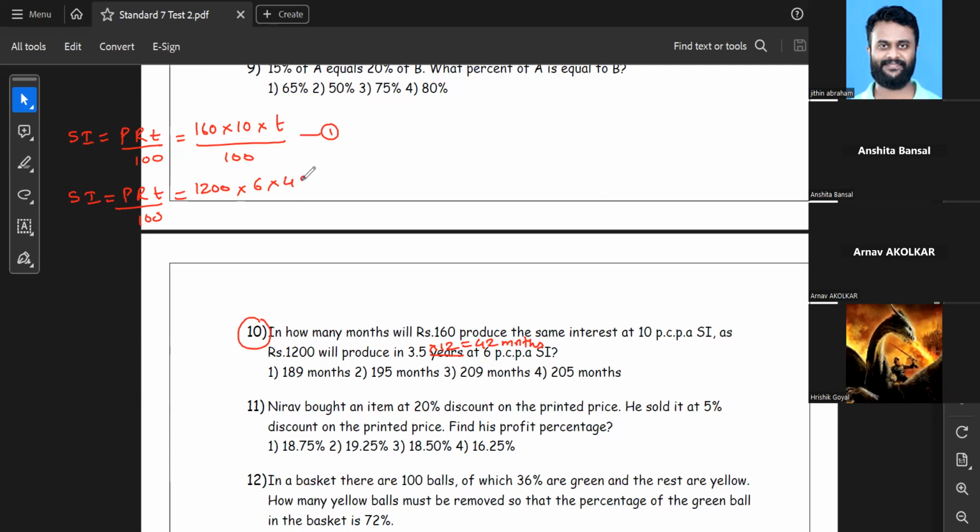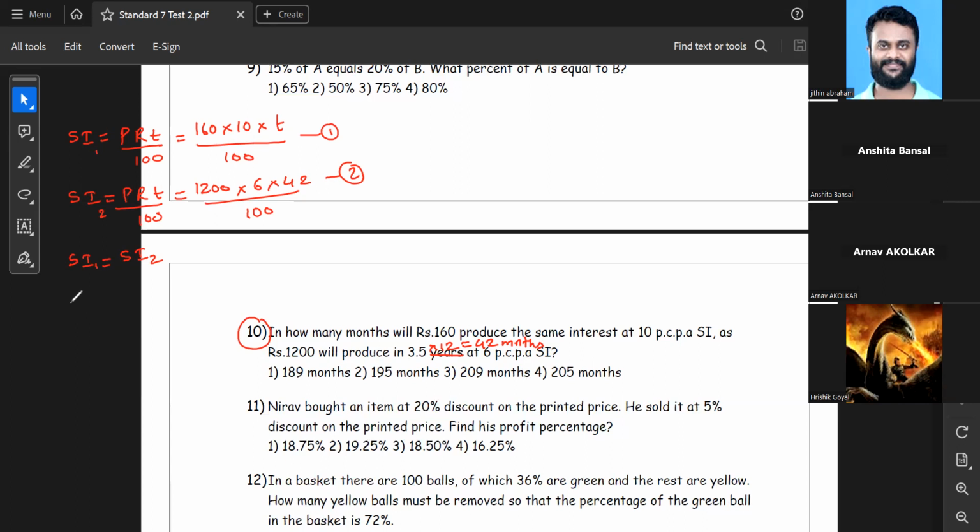In this case, I'll directly write it as 42 divided by 100. Let me consider this as equation 2. This is simple interest 1, simple interest 2. But we know that simple interest 1 and simple interest 2 both are same. In the question, they have clearly mentioned that both the interest should be same. Whatever interest he earned above, the same interest should come below also. Okay. Now, I'll just do cancellation.